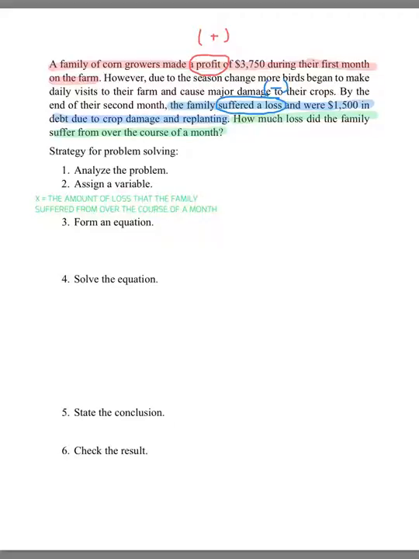And the other keyword here is $1,500 in debt. Whenever you're in debt, that means you owe people money. So that means you have less money or a negative amount of money. So here we go. We're going to try to combine these all into one equation. The first thing given was that you have a profit of $3,750. That's going to be a positive quantity, again, because it is a profit, not a loss. So we'll start off with that.